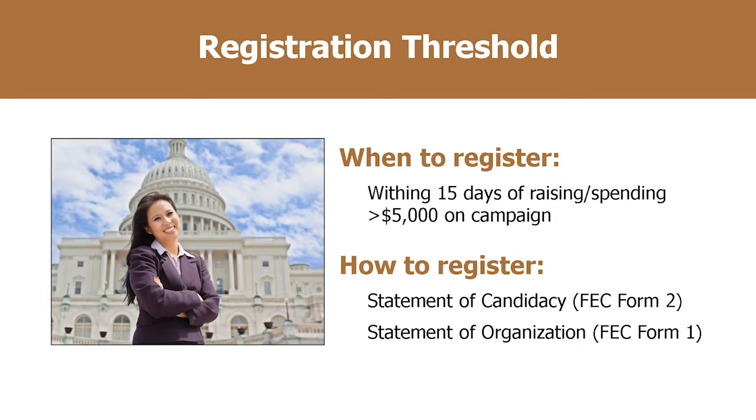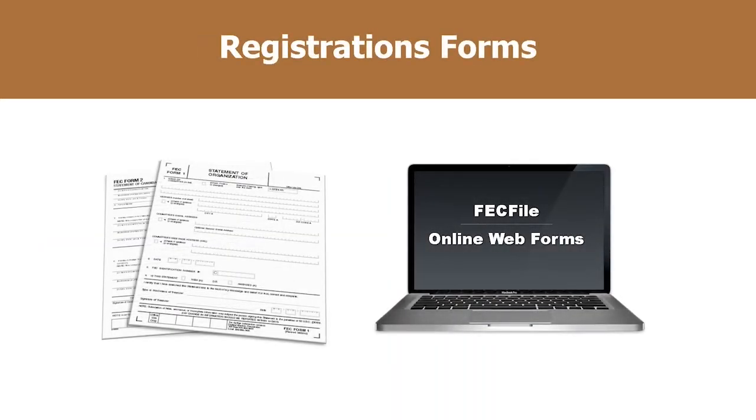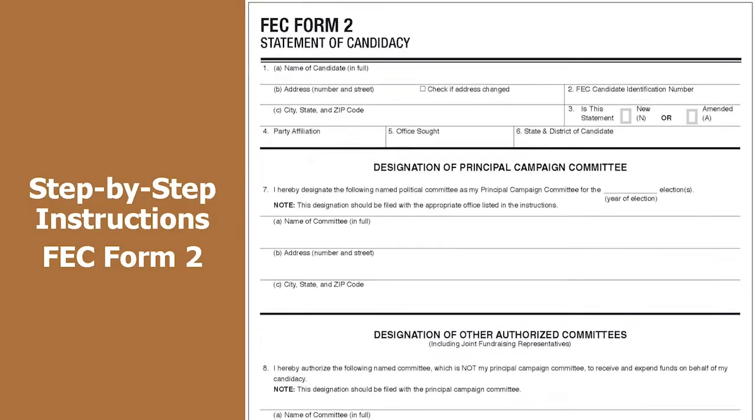Within 10 days after the candidate's designation, the campaign committee must register by filing a Statement of Organization, FEC Form 1. Both the Statement of Candidacy and the Statement of Organization are available by mail, fax, and on our website. Candidates have the option to register electronically using electronic filing software or web forms on fec.gov. Let's take a close look at the two registration forms, beginning with the Statement of Candidacy.